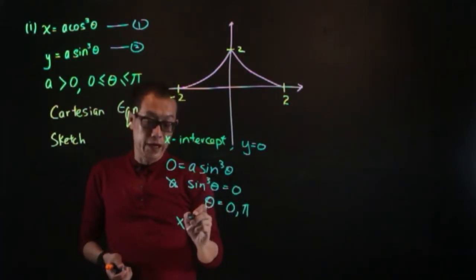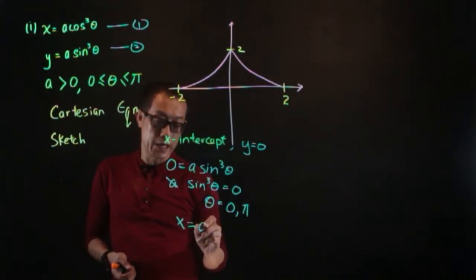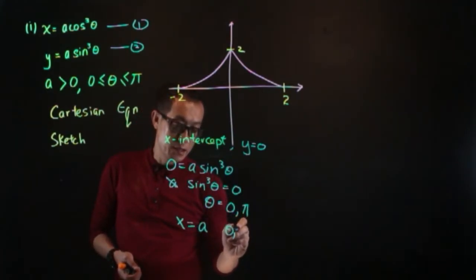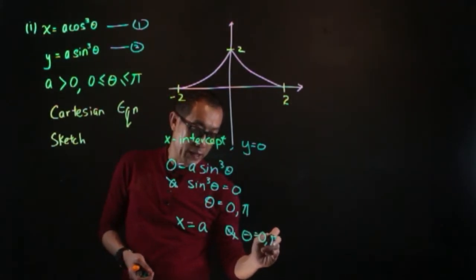So your value of x will be a, when theta is equal to 0 or pi.